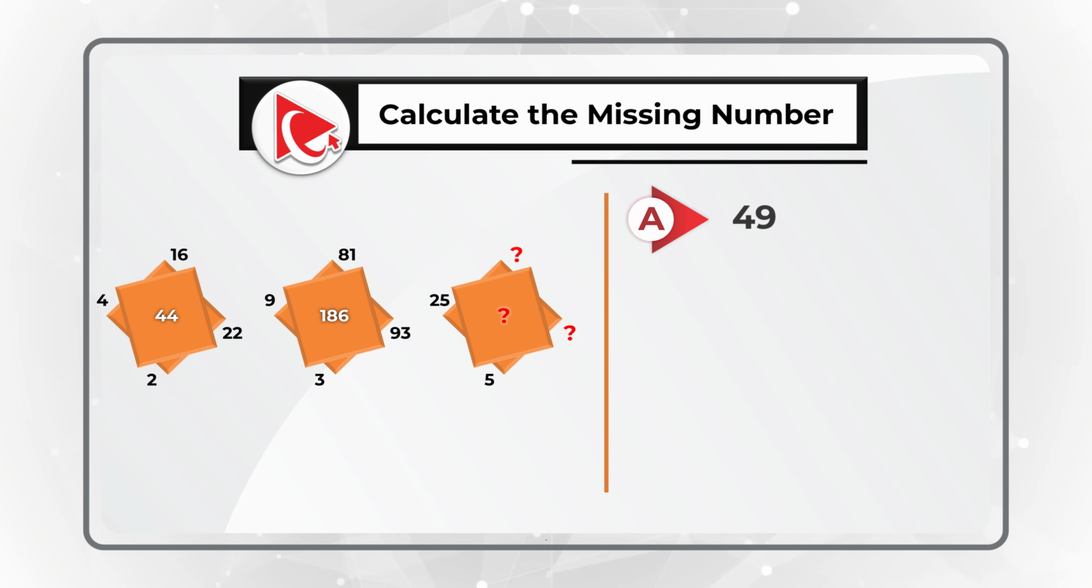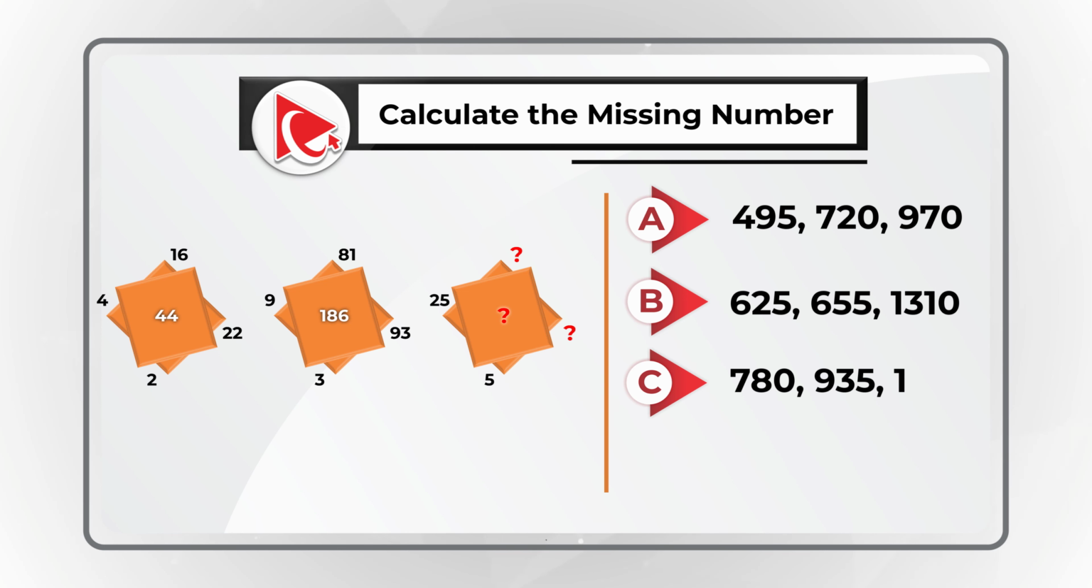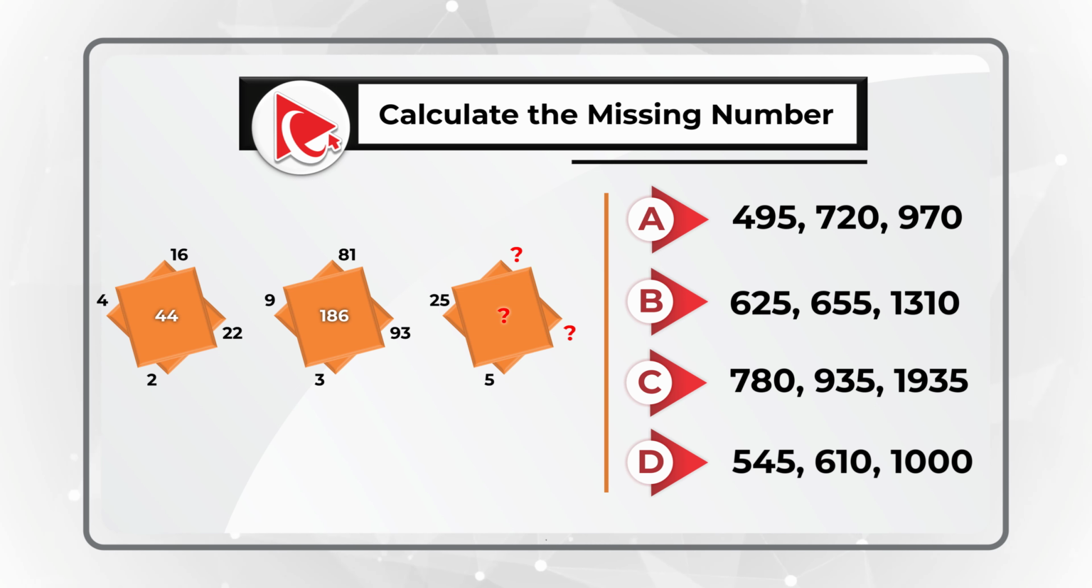Choice A, 495, 720, and 970. Choice B, 625, 655, and then 1310. Choice C, 780, 935, and 1935. And then the last but not least is choice D with 545, 610, and then 1000.